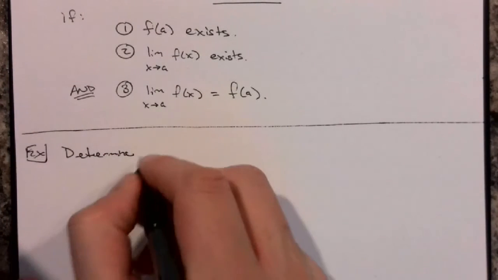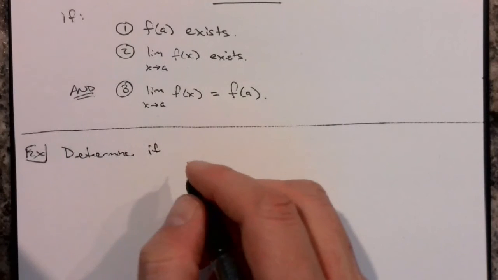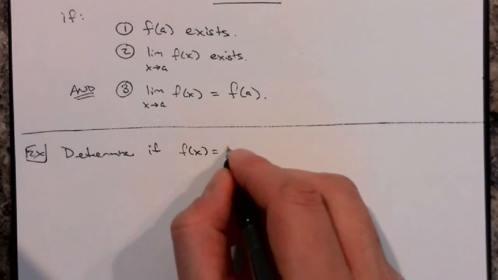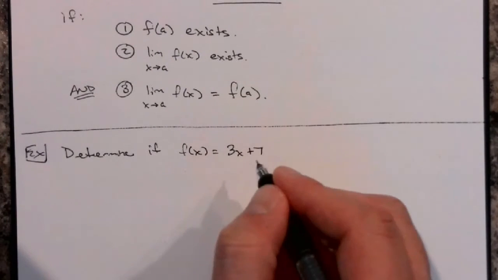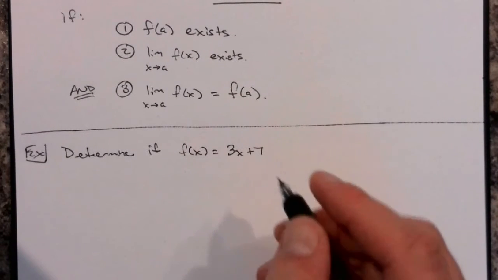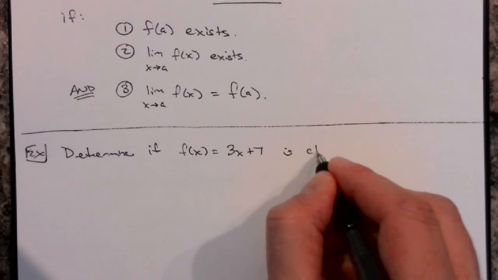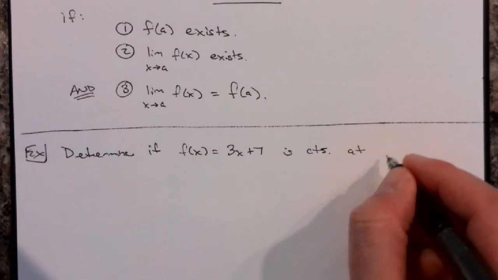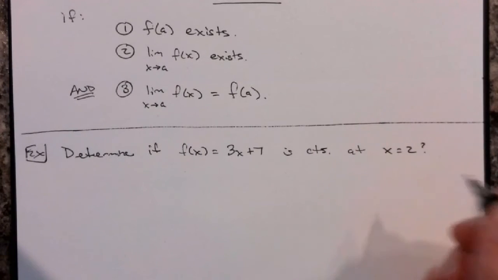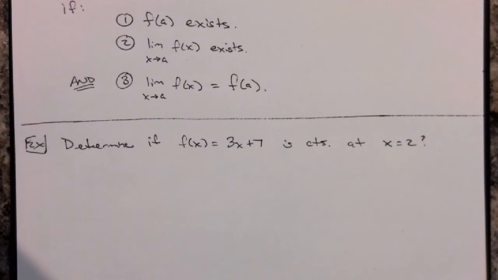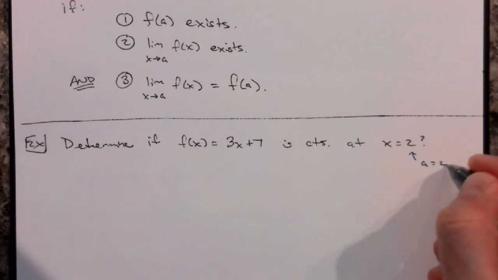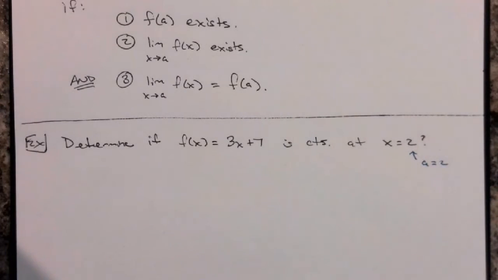So determine if f of x equals 3x plus 7 is continuous. And I'll use CTS to abbreviate continuous at x equals 2. So first off, make sure you understand what a is. A is the x value we're talking about, right? So they're telling you a equals 2.